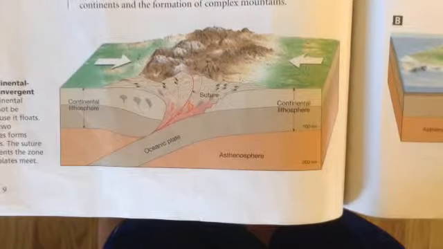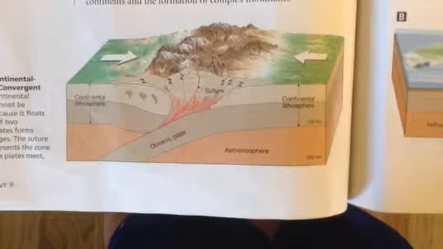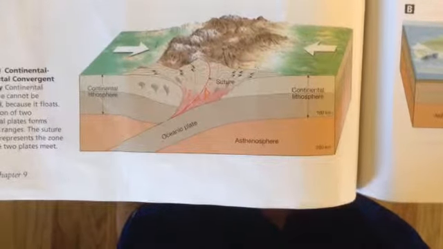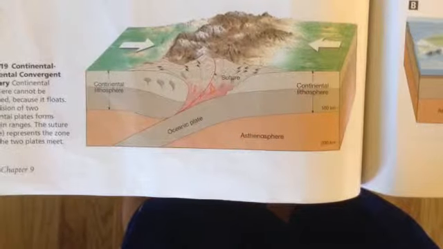This is a convergent boundary between two continental plates. Because of the weight similarity of the two plates, they crash into each other and form mountains. Some examples are the Alps, Himalayas, and the Appalachians.